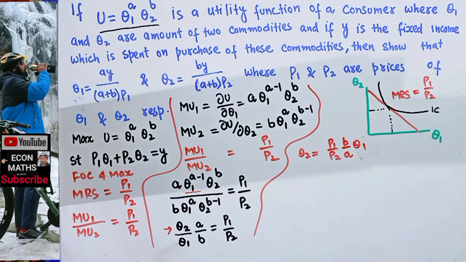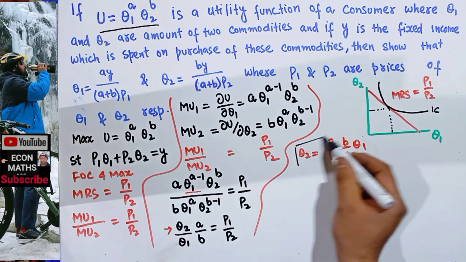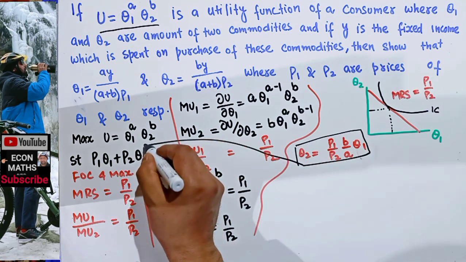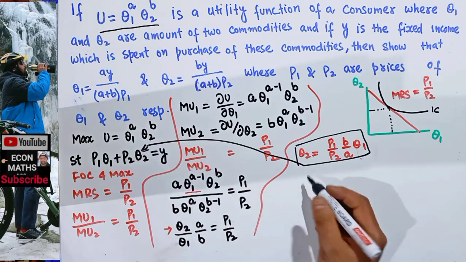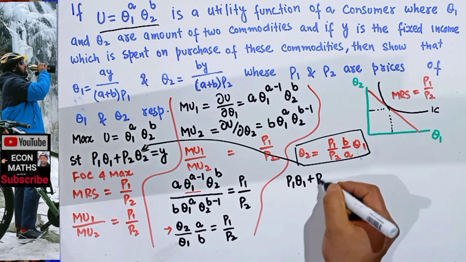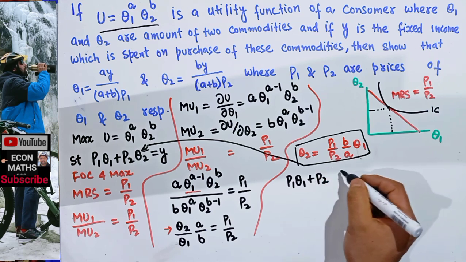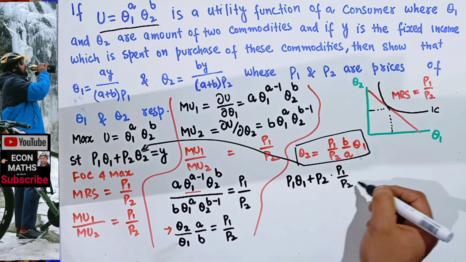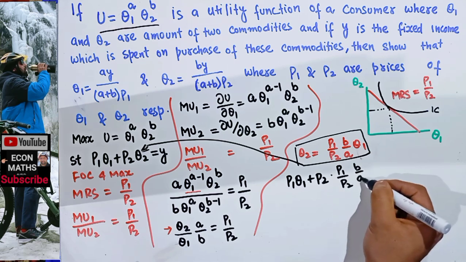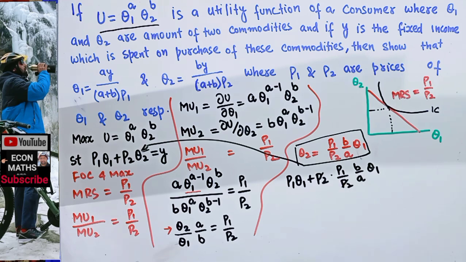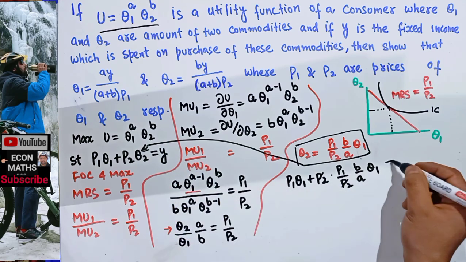Now simply plug the value of q2 back into the budget constraint. What is the budget constraint here? We have p1 q1 plus p2, and in place of q2 we have p1 divided by p2 times b upon a q1. So p2 gets cancelled, and it is equal to y.